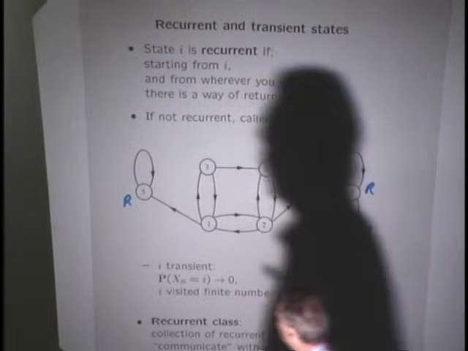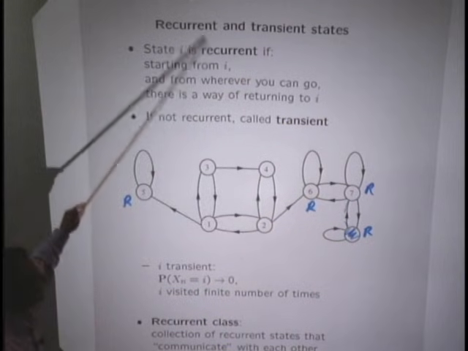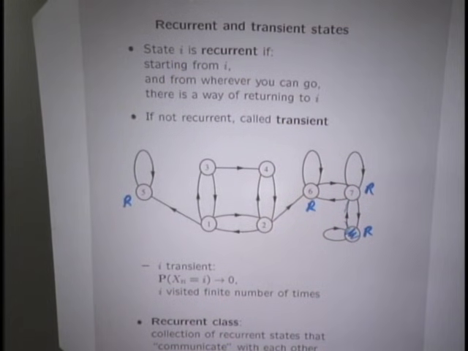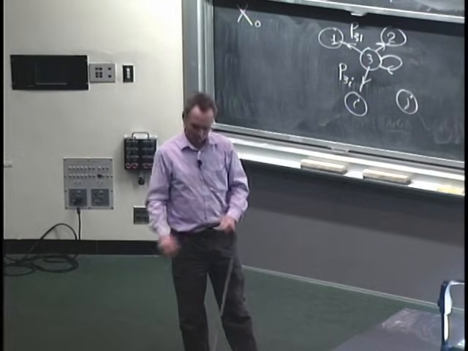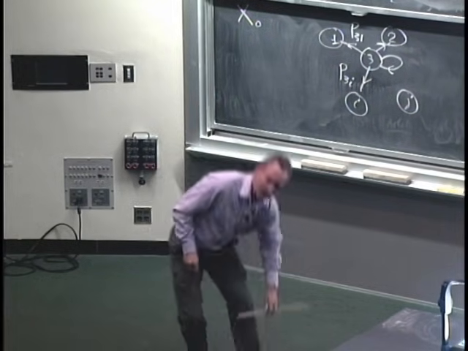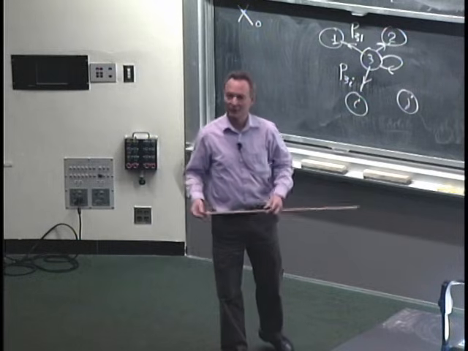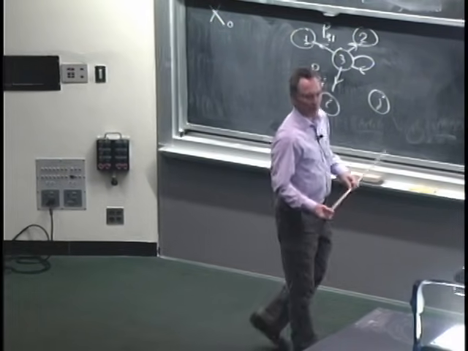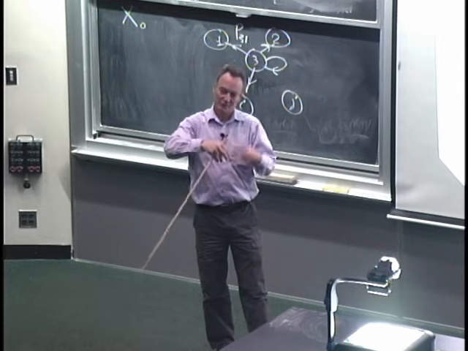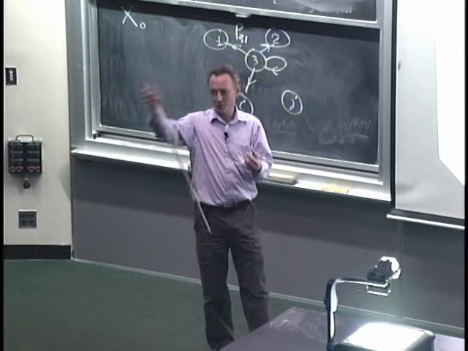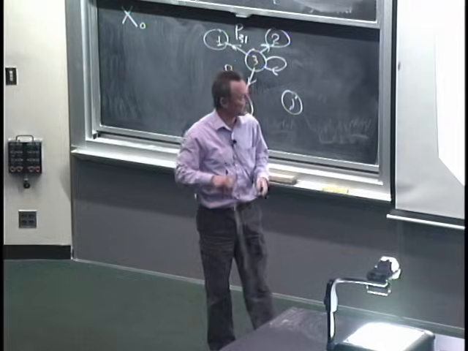If it is not recurrent, we say that it is transient. So what does transient mean? You need to take this definition and reverse it. Transient means that starting from i, there is a place to which you can go and from which you cannot return. If it's recurrent, anywhere you go, you can always come back. Transient means there are places where you can go from which you cannot come back.